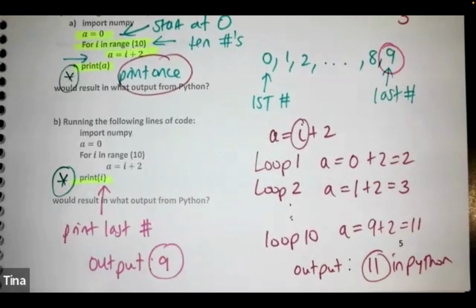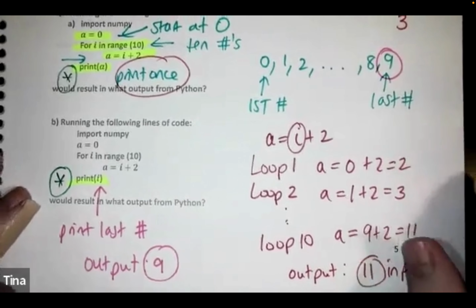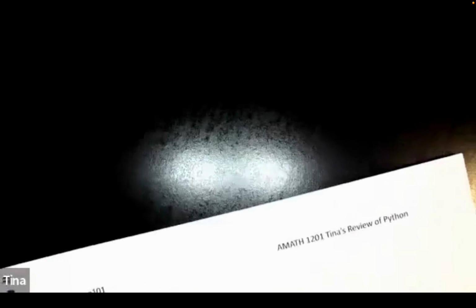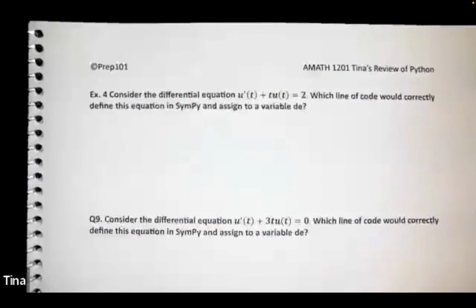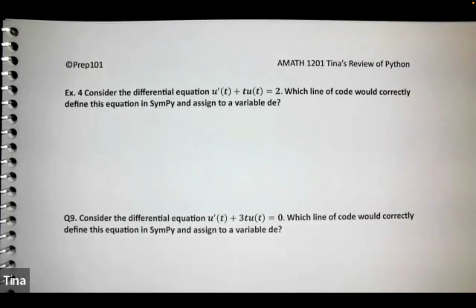Okay, questions? Okay, so last one's pretty easy. Example 4 here. So consider the differential equation u prime of t plus tu of t equals 2. Which line of code would correctly define this equation?